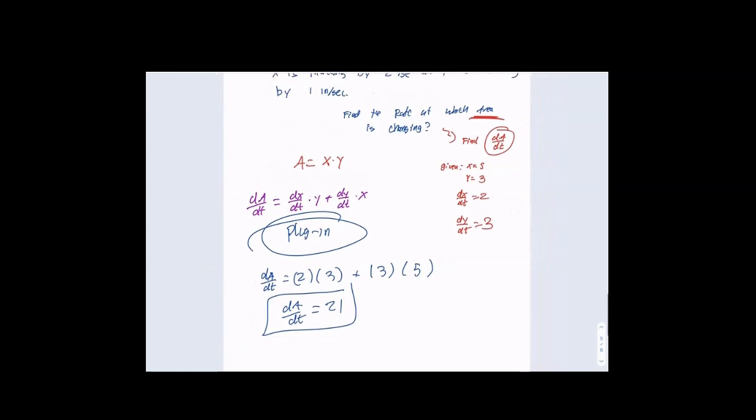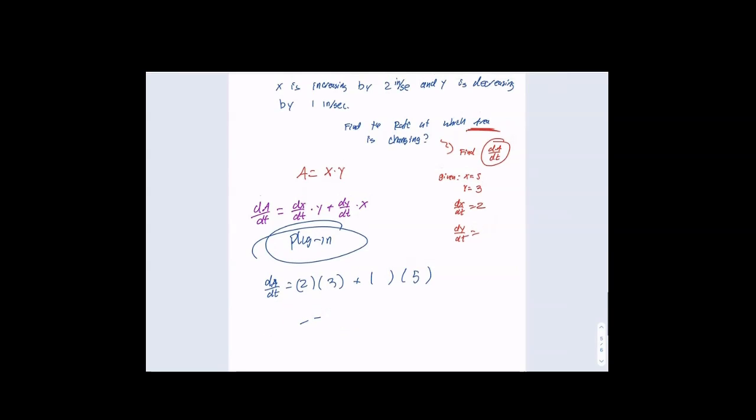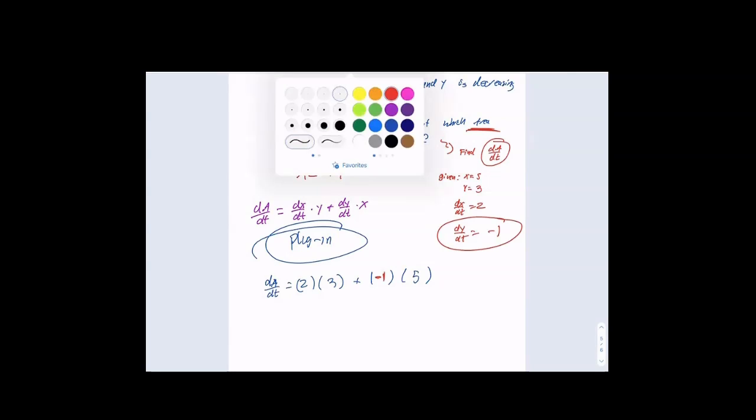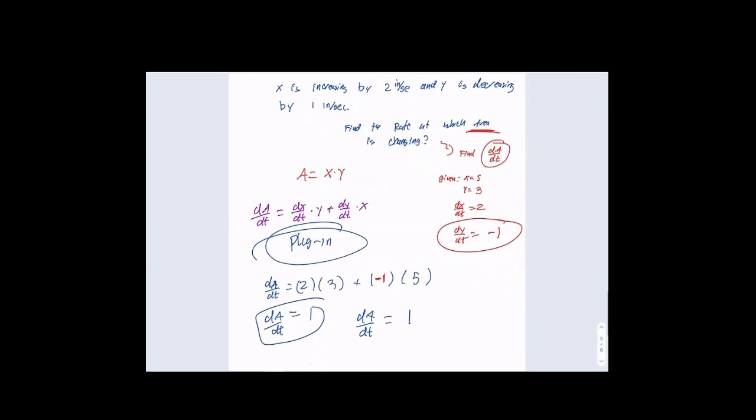Oh, wait a minute. No, dy/dt was not 3. What was dy/dt? Oh, it was negative 1. So that should have been a negative 1 right there. Sorry about that. No one caught that until I caught that right at the last second. So that's 6 minus 5, which is 1. And more importantly, dA/dt is equal to 1 inches squared per second. So you find it, you plug them in, and you do it.